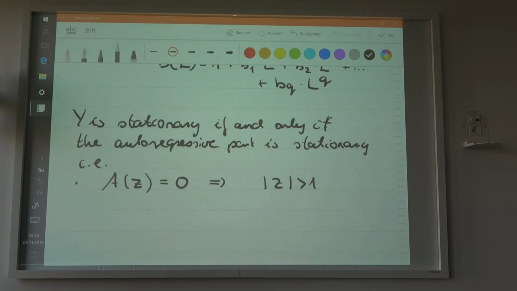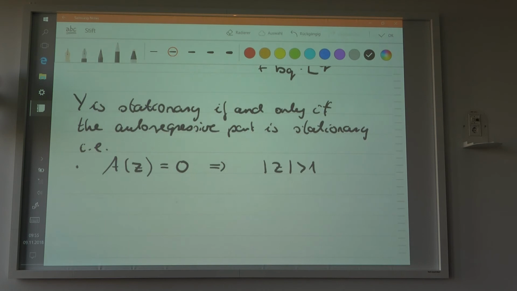So the process is stationary if the roots of the lag polynomial have an absolute value greater than 1, because our model is stationary if the autoregressive part is stationary, so you don't need to focus on the moving average part. Or this is the other condition that we developed.